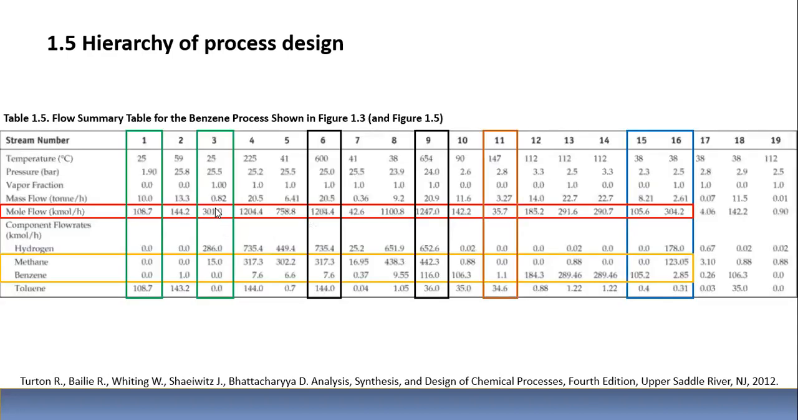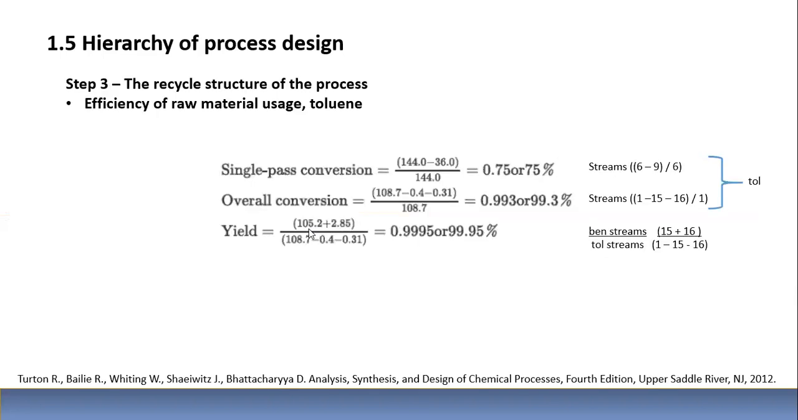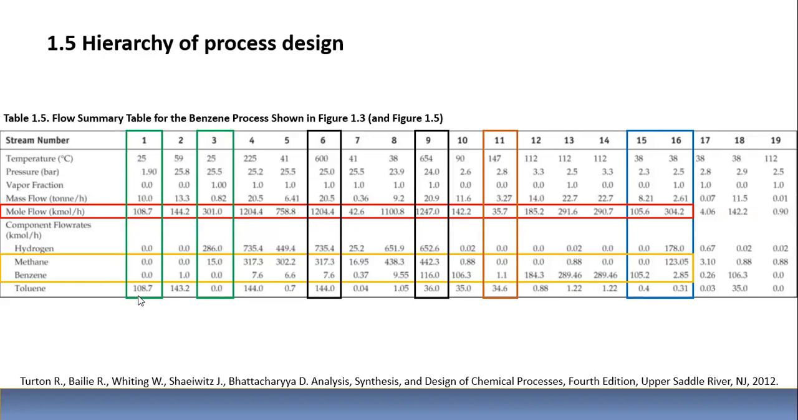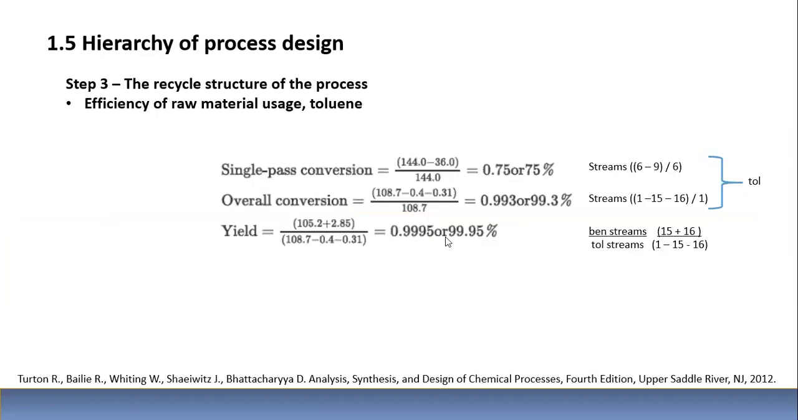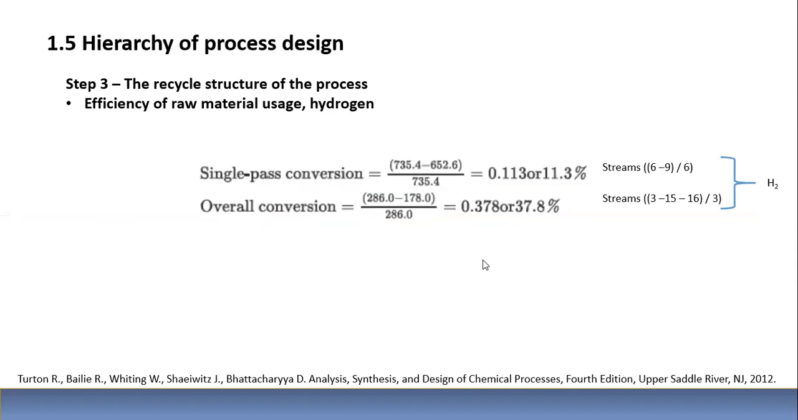Benzene streams are the product because no benzene is coming in. Benzene is only obtained as a result of this reaction. On stream 15, we have 105.2, and on stream 16, we have 2.85. And that's what we have here, 105.2, 2.85. Then the toluene streams are the same as these toluene streams. Stream 1 came in as the reactant, and 15 and 16, these two small ones, left. So it's 108.7 minus 0.4 minus 0.31. And that's what we see there. So the yield is 99.95%, a very high yield for this reaction.